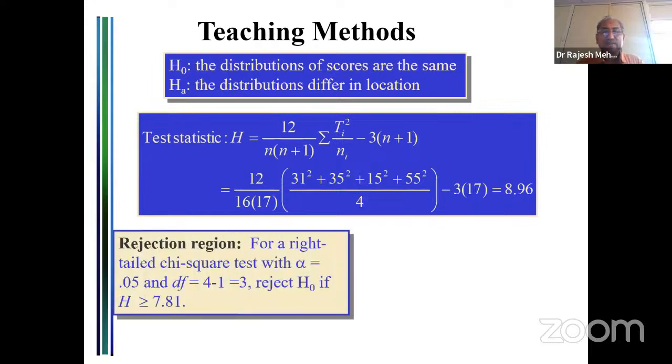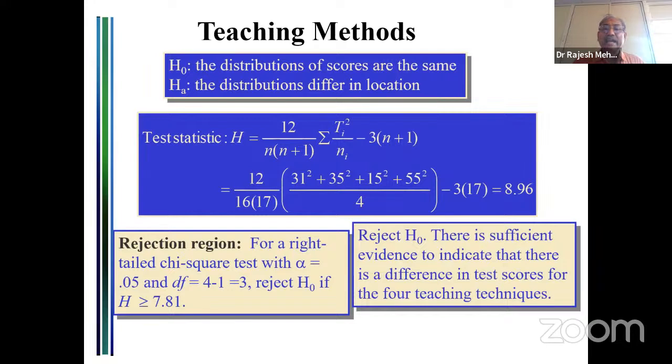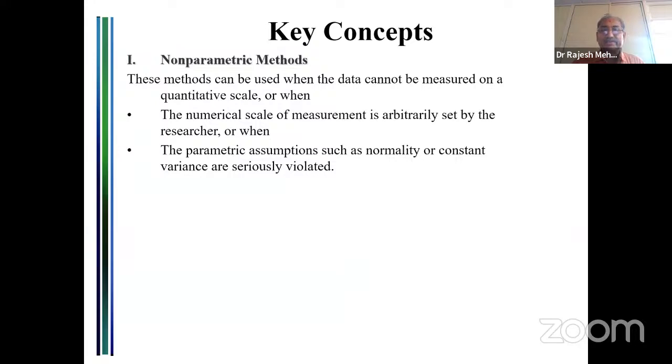So this is the answer, and the degree of freedom is equal to 3. If you look at the chi-square table, you will see that the table value is 7.81. And here the calculated value is 8.96. So what do we do? The calculated value is more and the table value is less, 7.81. So we can say that the data is not evenly distributed. That means there is some difference somewhere. And so we reject the null hypothesis and accept the alternative hypothesis.